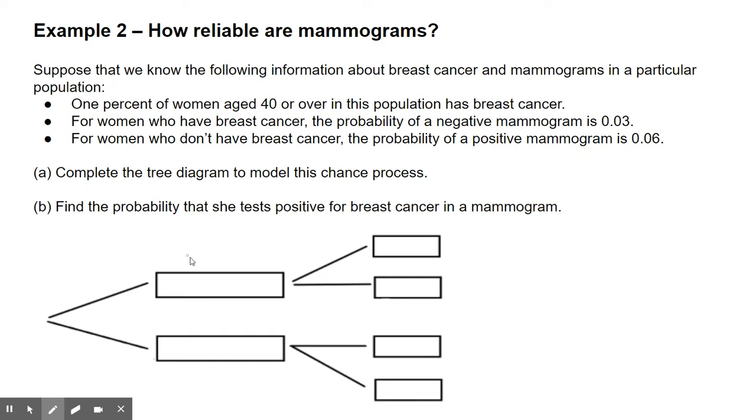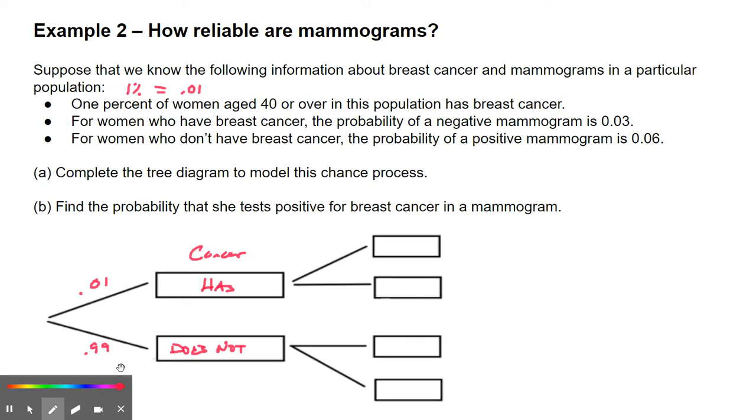So the first stage is the cancer stage. Do you have it or don't you? So has breast cancer, does not have. Something like that, whatever you want to do, it's up to you. 1% have breast cancer. That is 0.01. So 0.01 has cancer, which means 0.99 do not have breast cancer. Unfortunate for the 1%, but that's good for the other 99%.